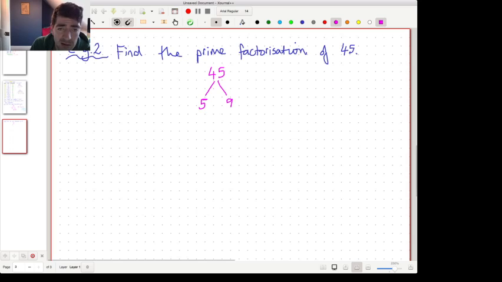9. Now 5 is prime. You can look back at your table. 9 is not prime. 9 is a composite number. So 9 is 3 times 3. And 3 is prime. So we can say that 45 is equal to 3 times 3 times 5. I always write the numbers in order from smallest to biggest. Right, and we'll do one more. We'll do a slightly bigger number.